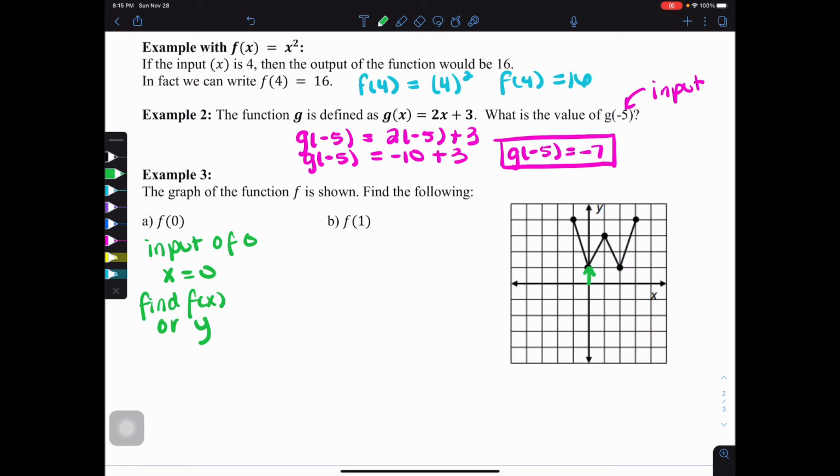At that point, when the x value is 0, the y value is 1. So that means f of 0 equals 1.